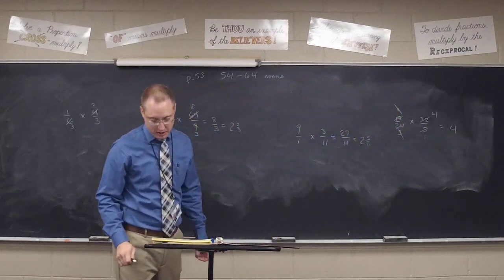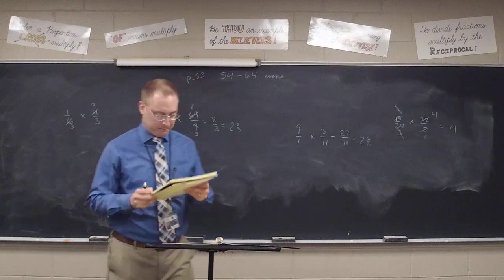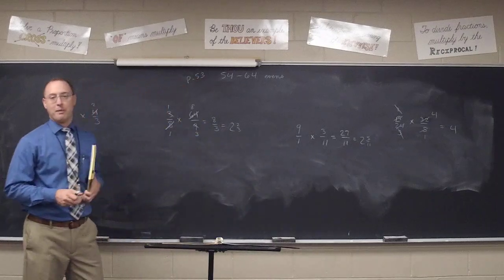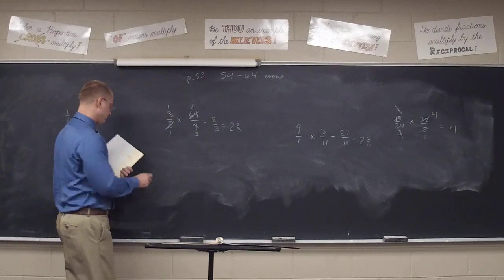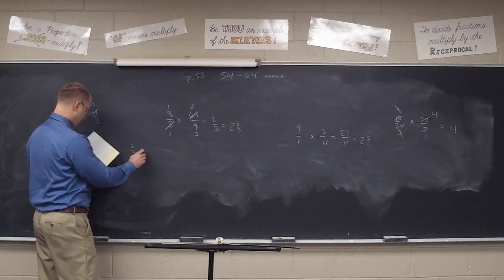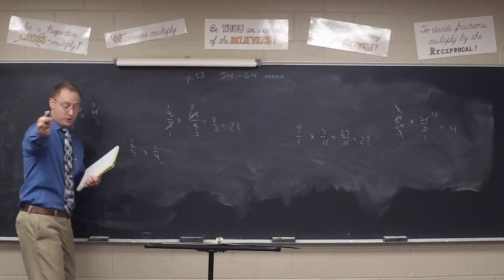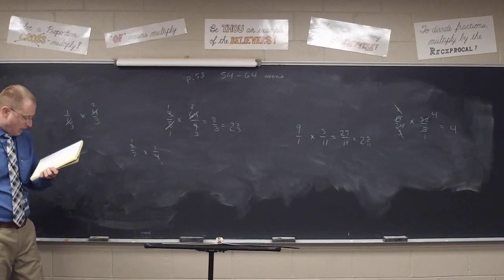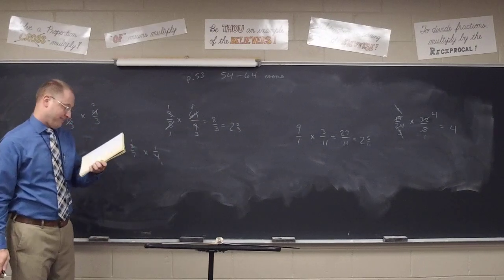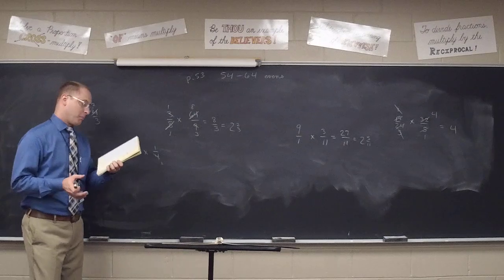And let's see, for number 62, I'm not going to write that down. What am I going to write, Corey? 2/7 times 1 over 4. Good. Of course, we can cancel to get 1 and 2, so our answer is? 1/14.